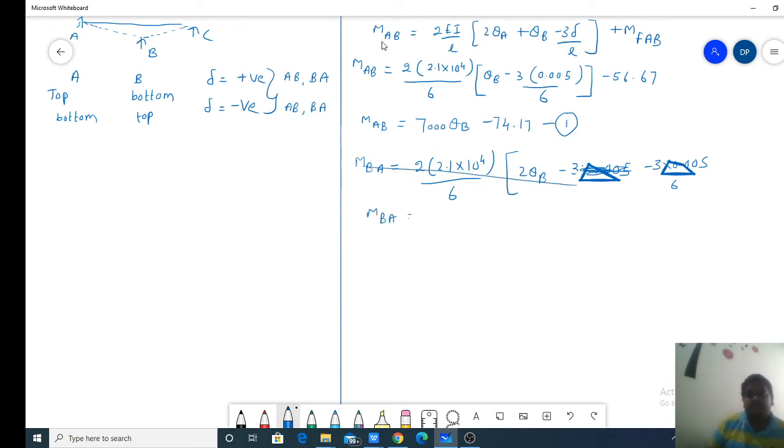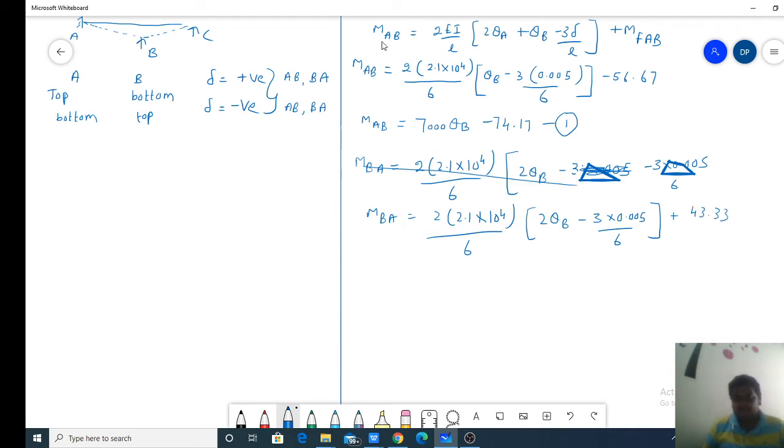MBA will be equal to 2 into 2.1 into 10 raised to 4 upon 6. So this will be 2 theta B minus 3 into 0.005 upon 6, right? And plus MFBA. Now how much we have got for MFBA? So this is 43.33, right? Now once you solve this for MBA, it turns out to be 14,000 theta B plus 25.83, right? This is my equation number 2.